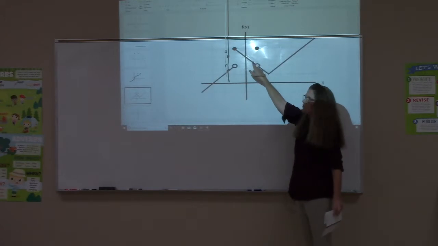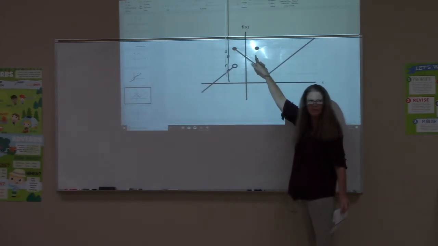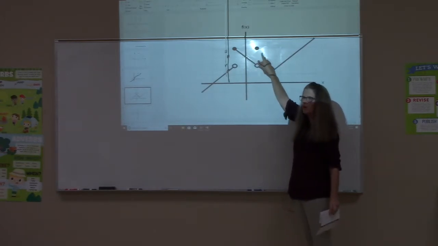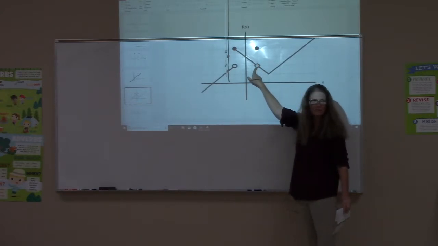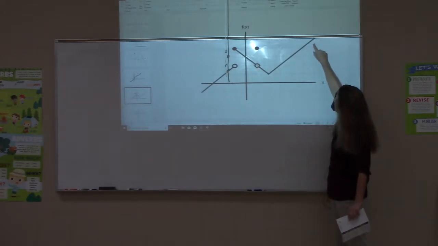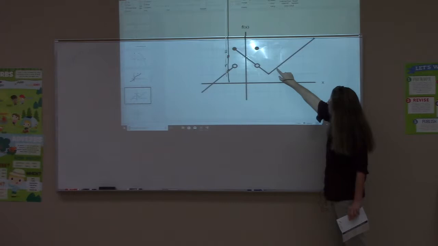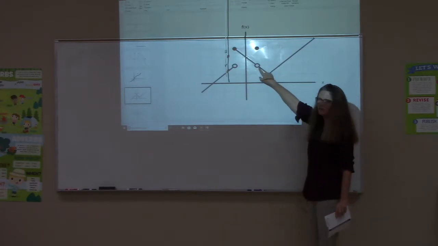So what happens to my finger? It leaves the graph, right? So it jumps across the graph. This is not continuous. It is continuous and smooth here. So it's continuous and smooth here until I hit this point.